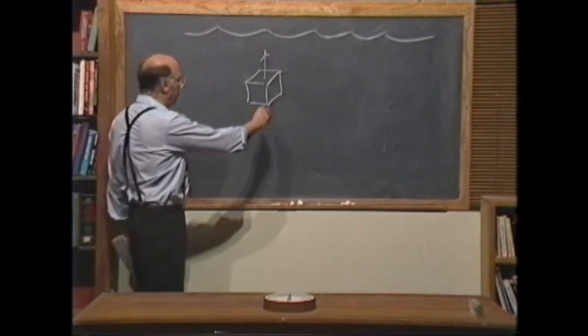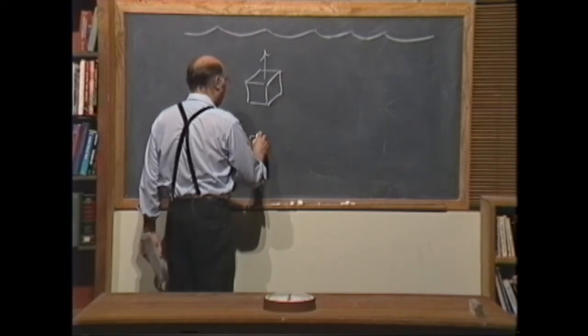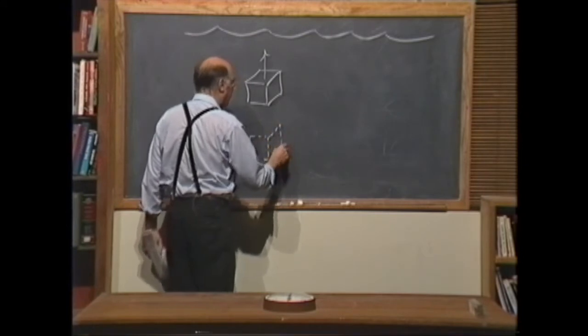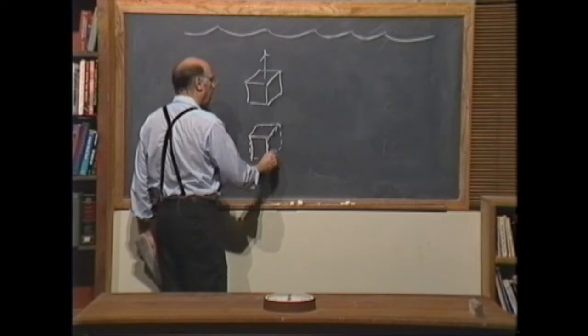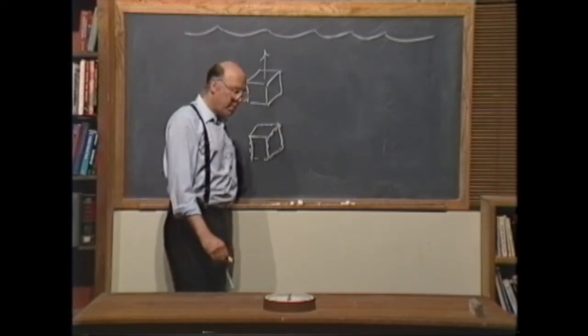And then if we brought the block down deeper, suppose we brought it down to here. We drug it down here. When we got it down to this new position, what would happen? Would it be more buoyant or less buoyant? Or maybe it would have the same buoyancy.